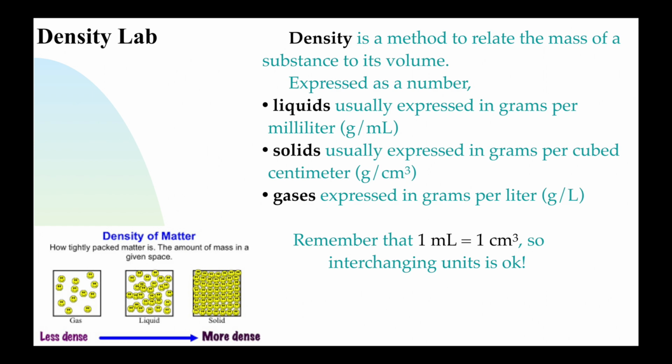1 milliliter is defined as 1 centimeter cubed, so they are the same thing. So if you decided to call your liquid density as a grams per centimeter cubed, it's okay. And if you decided to call your solid as a gram per milliliter density, it's okay too. So do realize there's a little bit of interchange, but usually people use centimeters cubed for solids, milliliters for liquids. So you'll be hip, I guess, if you do that, whatever.